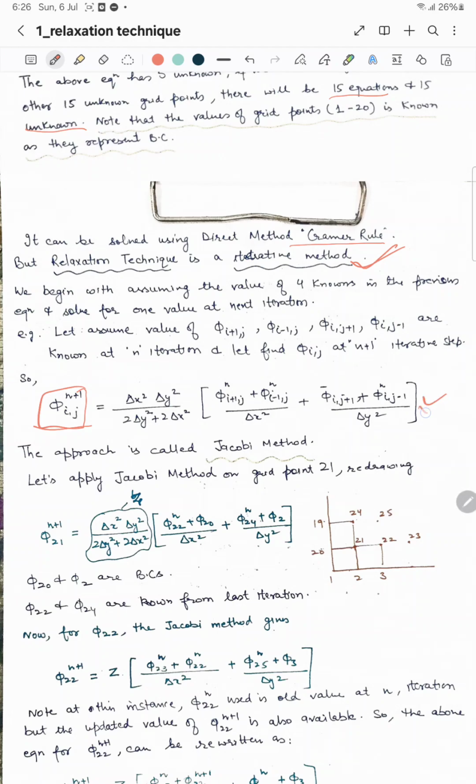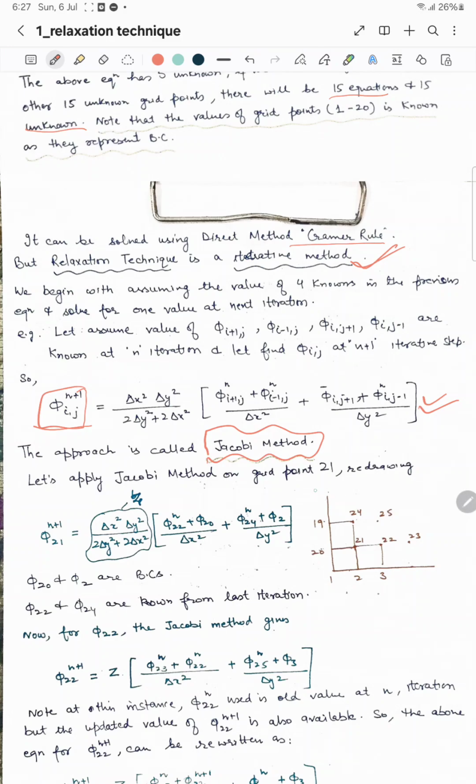So this step signifies how we proceed in the iterations, and this method is called the Jacobi method, commonly known as Jacobi methods. In this way, at the nth plus 1, we try to find the value of that particular grid point based on the values from the previous iteration. So one by one, we try to update everything at the nth plus 1, and we obtain all the values at nth plus 1. This is called the Jacobi method.